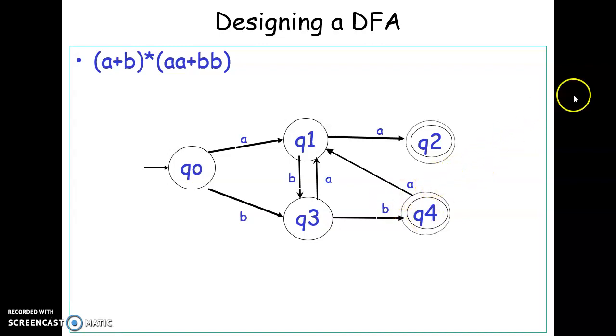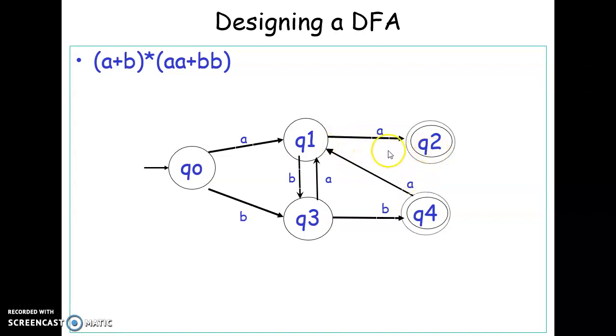We are doing this for A first. So if you're at the state Q4, you get an A, you need one more A. So you get an A, you go to Q1, because at Q1 you need one more A, making the last two letters double A before you get to the final state. So you are at the state Q2.